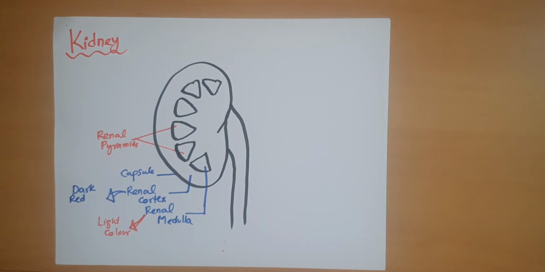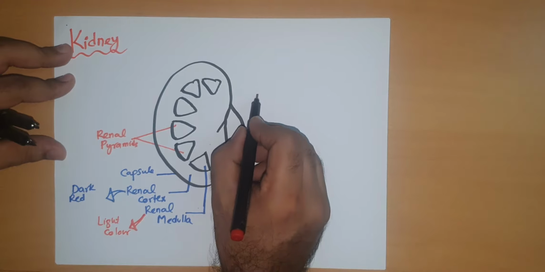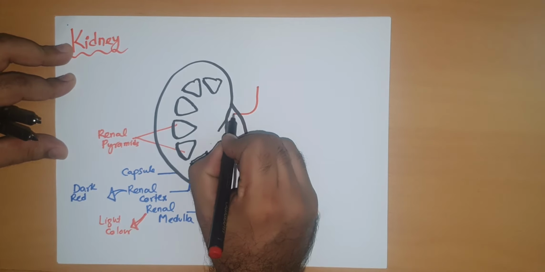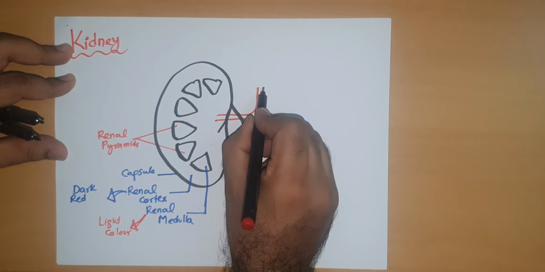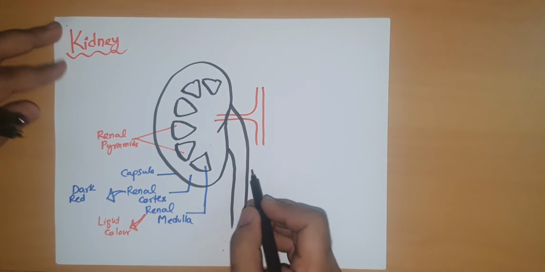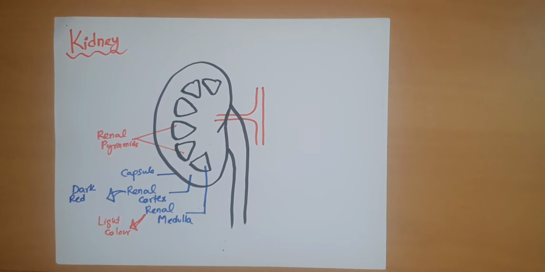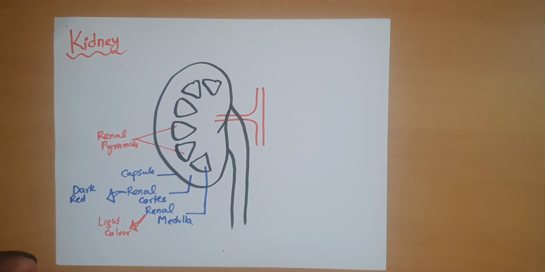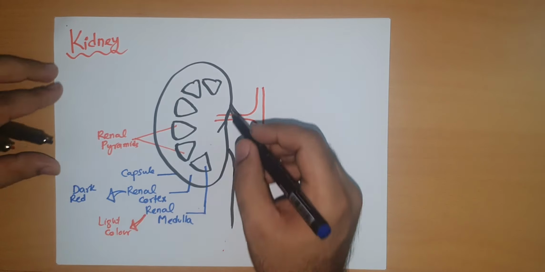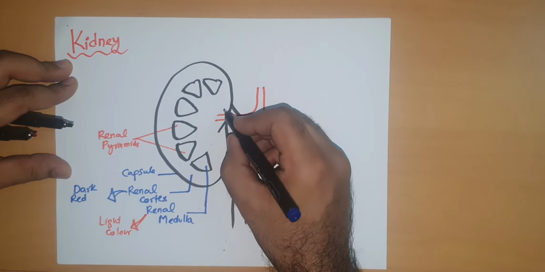Next thing, a blood vessel enters into the kidney through this area, which is called the pelvis, I will label this later. This blood vessel is called the renal artery.